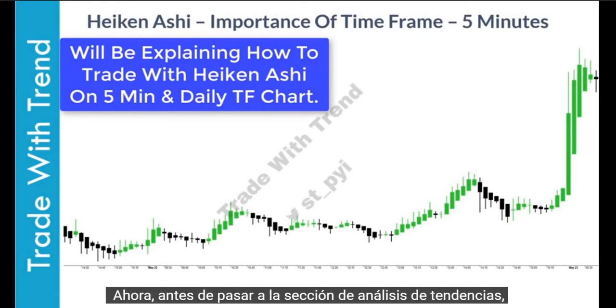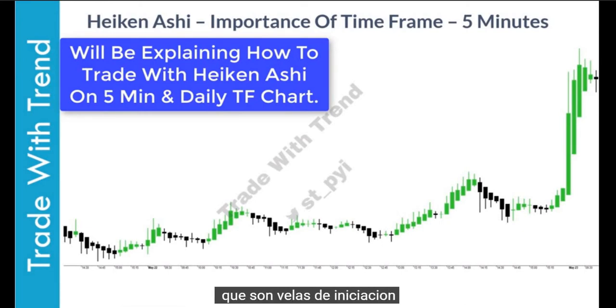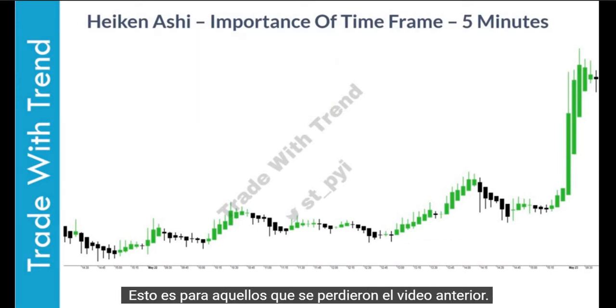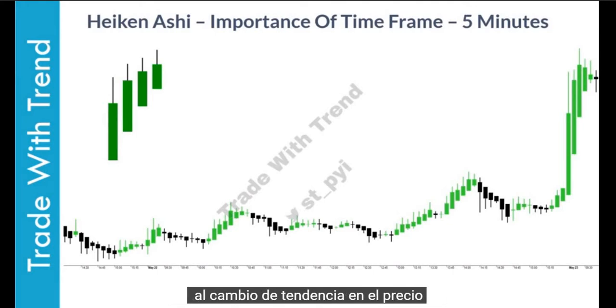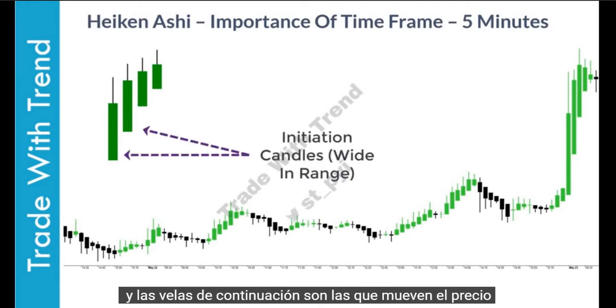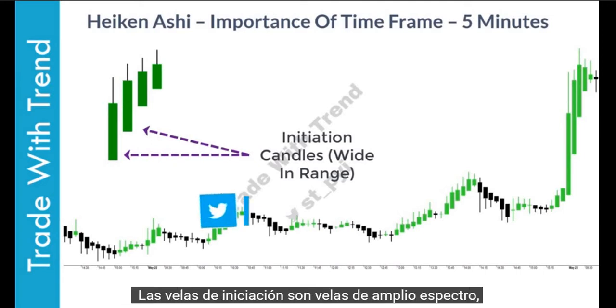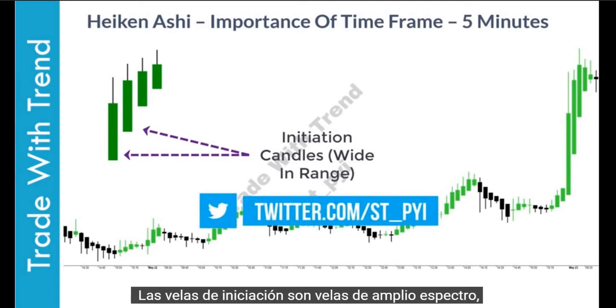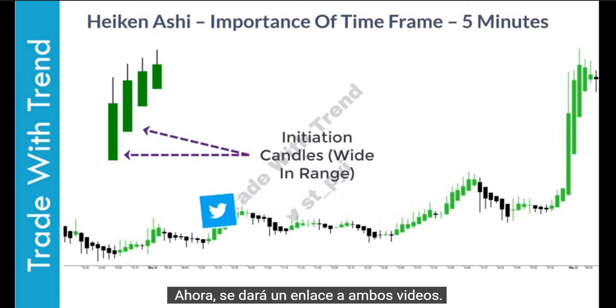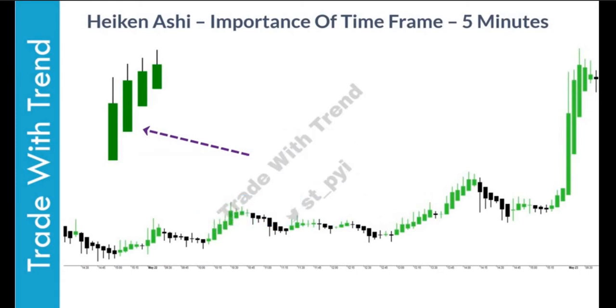Now, before we move to the section on trend analysis, let me just take 10 seconds to explain what initiation candles and continuation candles are. This is for those who missed the previous video. Initiation candles are those that lead to trend change in price, and continuation candles are those that move price in the direction of trend. Initiation candles are wide range candles, whereas continuation candles are smaller in range. Links to both the videos will be given at the end of this video.